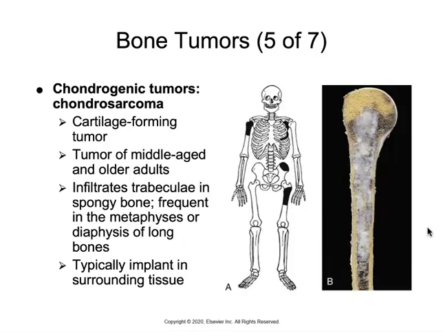But as far as the pathophysiology, we'll have infiltration of the trabeculae in the spongy bone. You can see that pictured in here, and frequently it's in the area of the metaphysis or the diaphysis of our long bones. So areas like the femur and the proximal humerus, which is pictured over here, and the pelvis. And it can also invade nearby tissues, which can lead to tumor seeding.